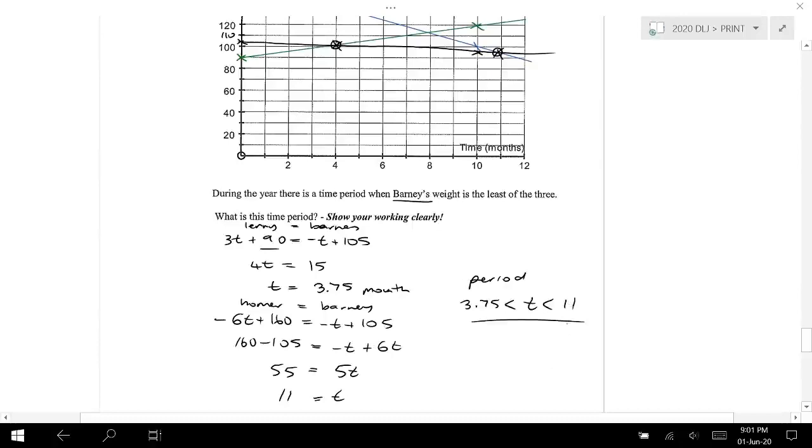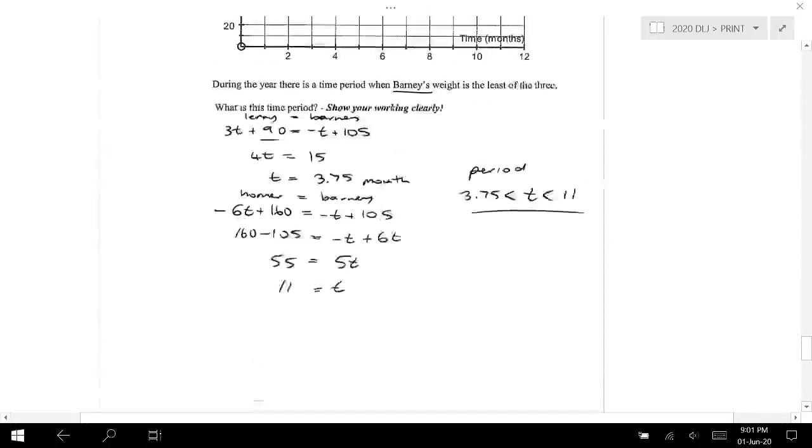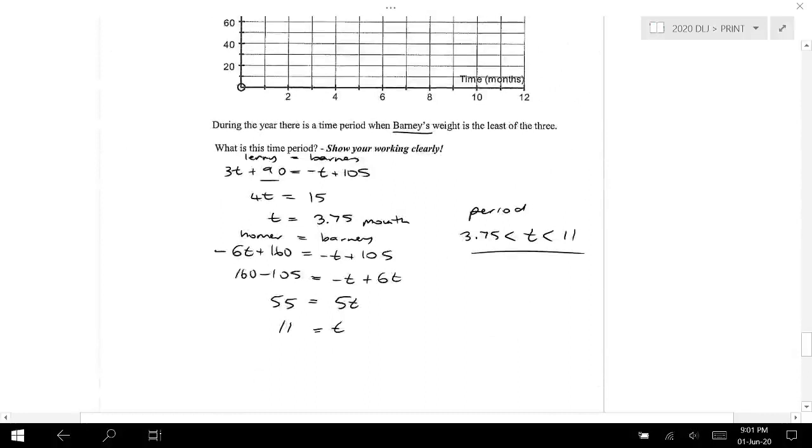Okay, that's the end of the test. So I'll leave it there.